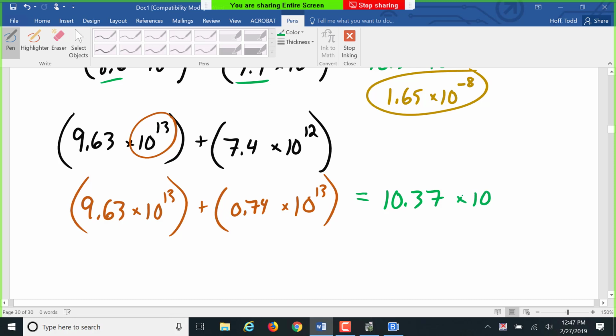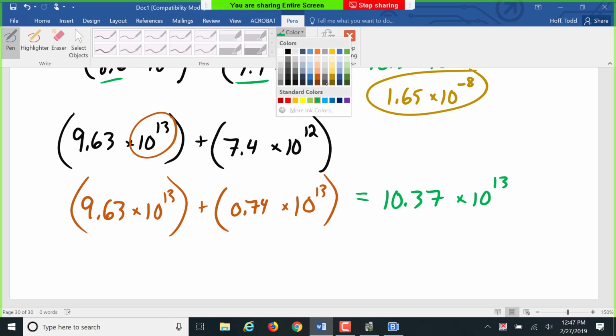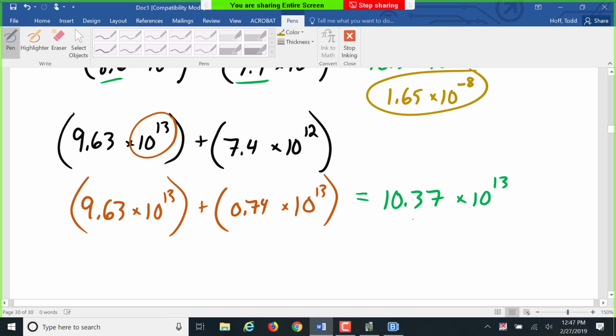Times 10 to the 13th. And we're going to have to adjust that to make it perfect. 1.037 times 10 to the 14th. The number got smaller by 1 place value, so our power of 10 gets larger by 1.